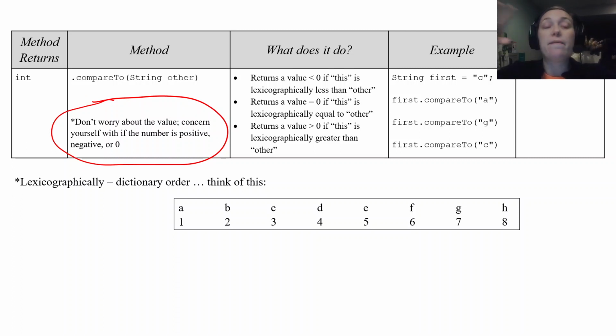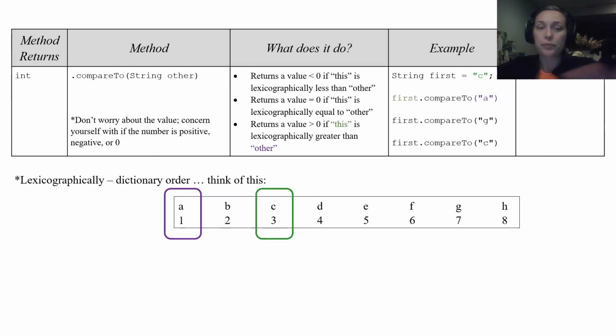Don't worry about the value that's returned, okay? Because the method returns an integer. So you're going to get an integer back of some kind. Don't worry about the actual number itself. What you need to concern yourself with is if the number is positive, negative, or 0. That's really what we're going to use in our programs and when we code, is if the number is positive, negative, or 0. Okay?